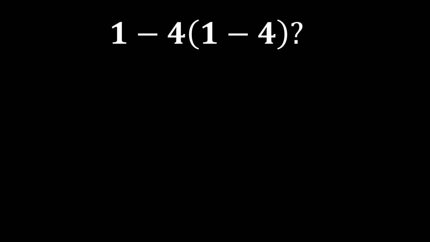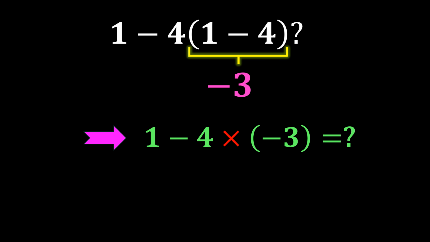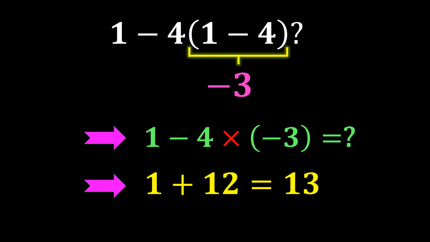Before solving, try to solve the problem yourself first and then share your answer in the comments. According to the order of operations, PEMDAS, we first solve inside the parentheses. Here, the value inside the parentheses equals minus 3. Next, we perform multiplication. Minus 4 multiplied by minus 3 equals 12. Finally, we add 1 and 12, which gives 13.